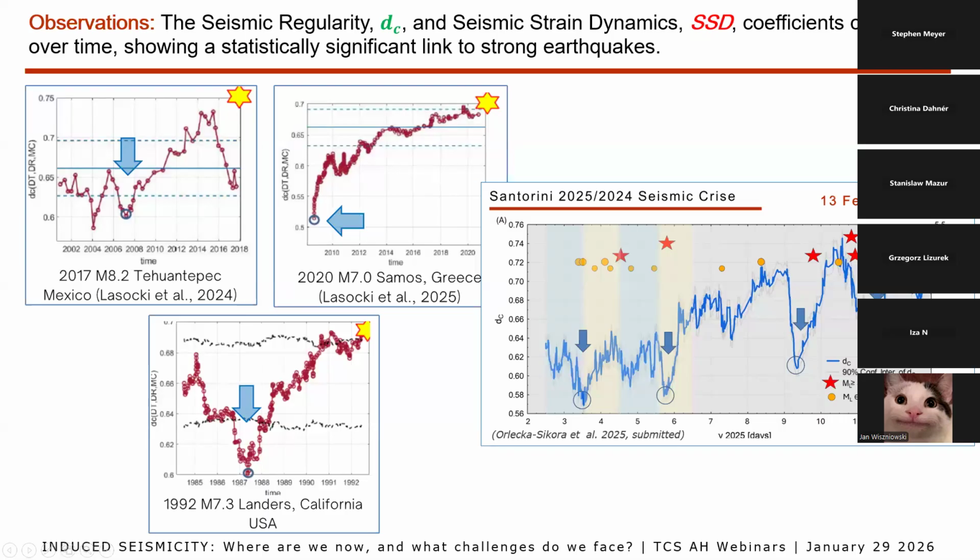of the preparatory process. And here on the right side, there is an example coming from the Santorini seismic crisis from last year. And also again, you see that before almost each strong earthquake of magnitude around 5, we were able to identify the moment when we can expect these earthquakes based on minimum DC.